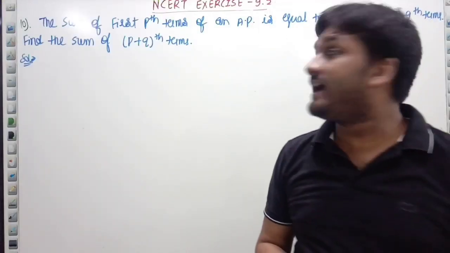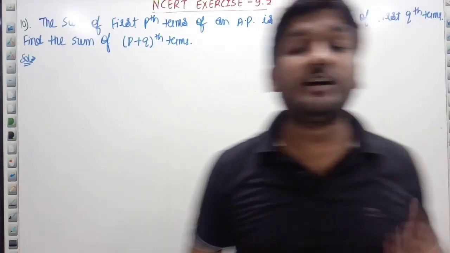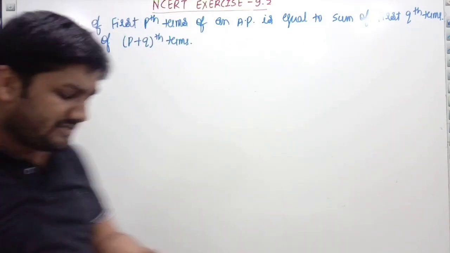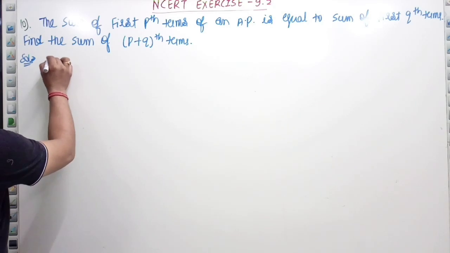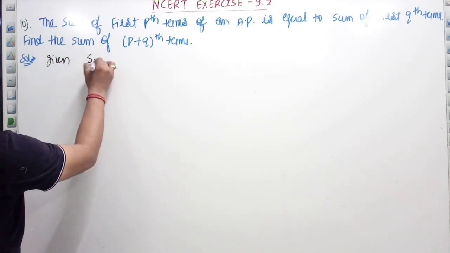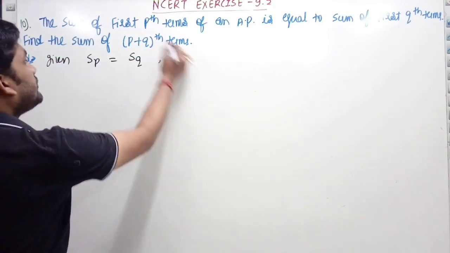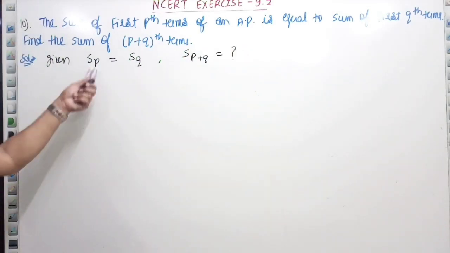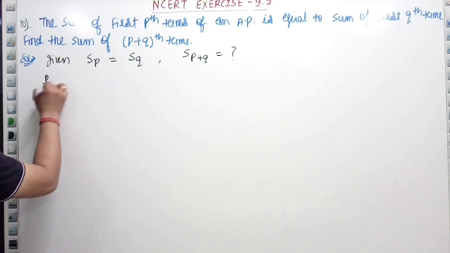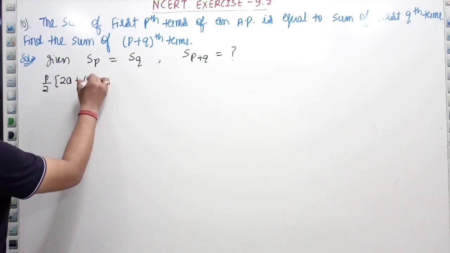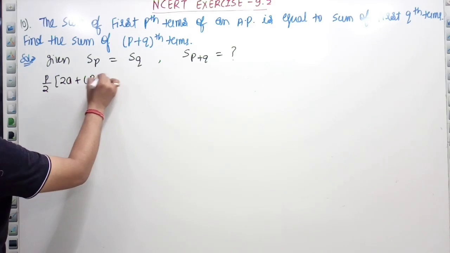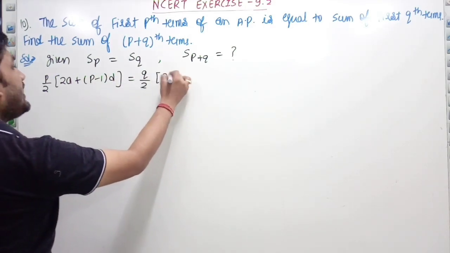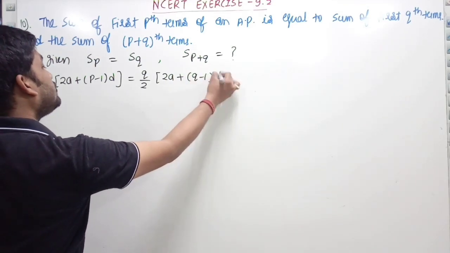Now the next question we have: the sum of the first p terms of an AP is equal to the sum of the first q terms. Means you can simply write it, it is given Sp equal to Sq. Now what you need to find? The (p plus q)th term, right? Now what is Sp? Sp is p by 2 into (2a plus p minus 1 into d). Sq is q by 2 into (2a plus q minus 1 into d).